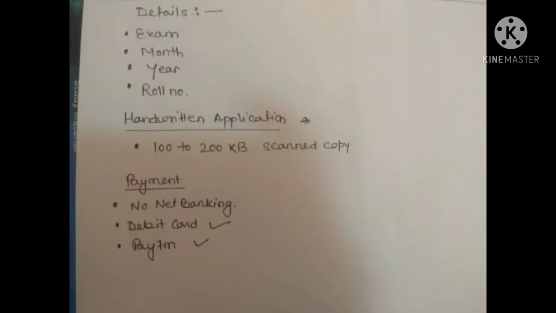So in the second step, that is details, you are required to fill in the exam for which you want to get a duplicate marksheet, that is CPT Foundation, CA Inter or CA Final, and the month and the year in which you had appeared for that exam, with the roll number given on the admit card of that exam for which you want your marksheet. So in details, only this information is required to fill.